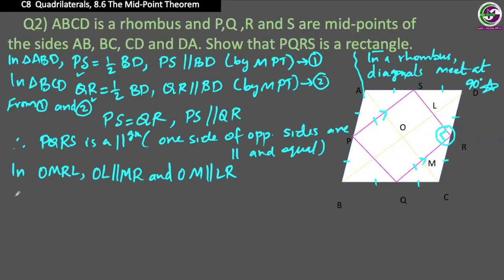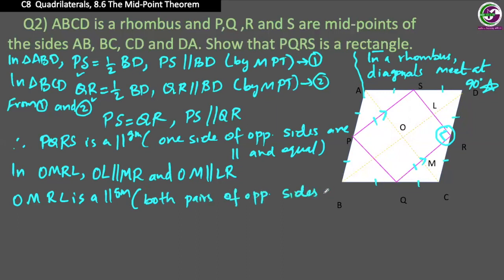So we can see that OMRL is a parallelogram because both pairs of opposite sides are parallel. These two conditions are different. Here we only talk about one pair of opposite sides, but here both pairs. Here only one pair.